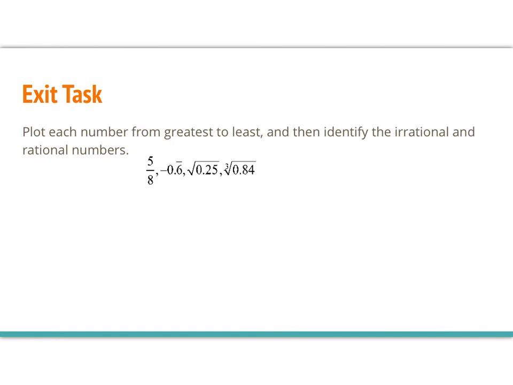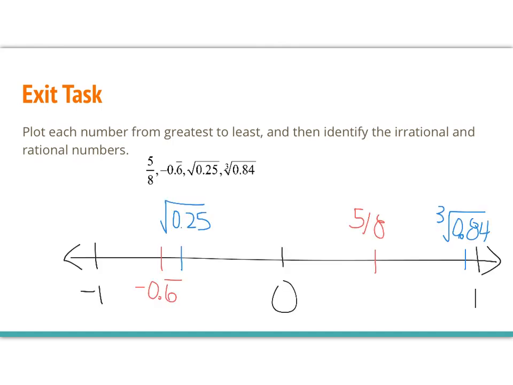For your exit task, plot each number from greatest to least and then identify the rational and irrational numbers. So exactly what we just did here. I'm going to pause, and you should too. Take a look at it and then double check your answer. I've put my numbers on my number line, and in doing so I used my calculator to approximate. I found that the first 3 are rational and the last one here is irrational. Go ahead and take a look at your number line and do some practice. What you should be able to do is approximate without your calculator and put them on number lines.